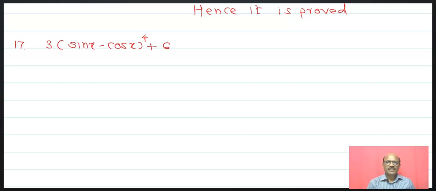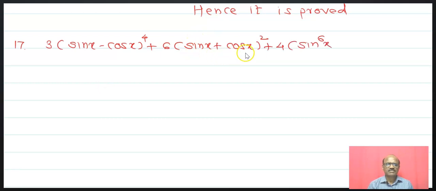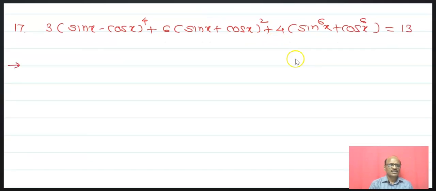Example number 17. Prove that 3 times (sin x minus cos x) raised to 4, plus 6 times (sin x plus cos x) squared, plus 4 times (sin raised to 6 x plus cos raised to 6 x) is equal to 13. Now see this example.